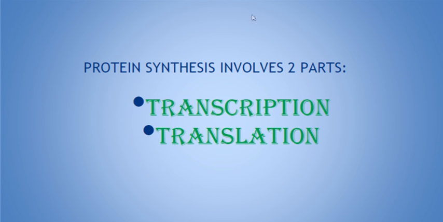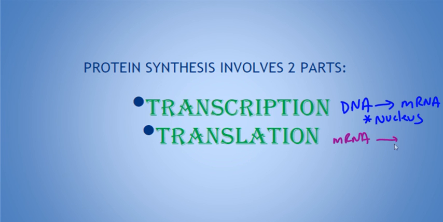So we have our two steps. By and large, our first step is we need to go from DNA to mRNA. And this is happening in the nucleus. Once outside the nucleus, we have mRNA being translated into a protein or a polypeptide. And this happens in the cytoplasm, specifically your ribosome constructing it in the cytoplasm.